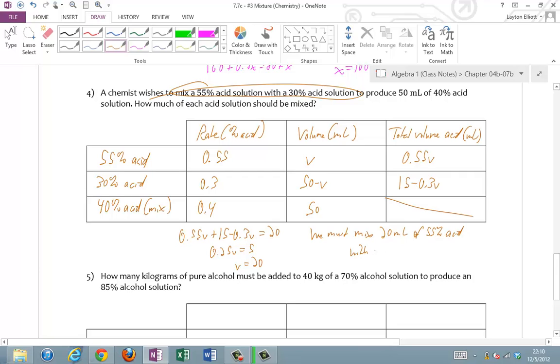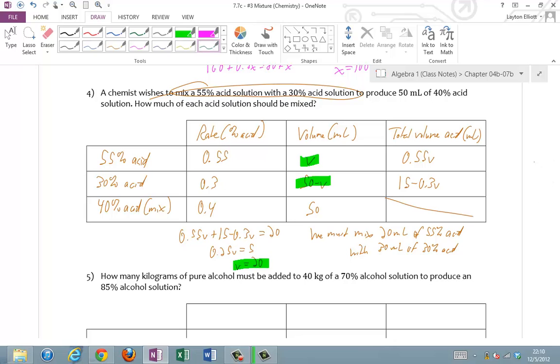with 30 milliliters of 30% acid. Where'd I get the 30 from? Well, if V is 20, then we have to plug them in each of those spots to get amounts.